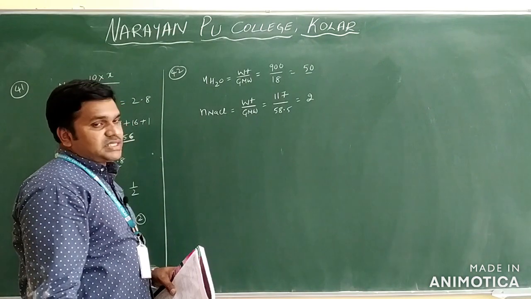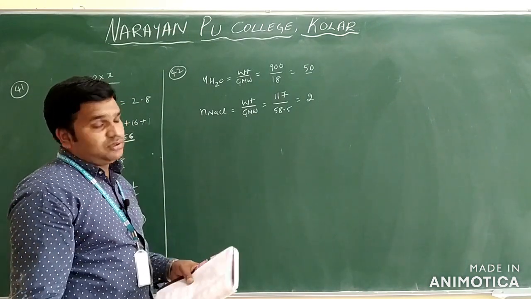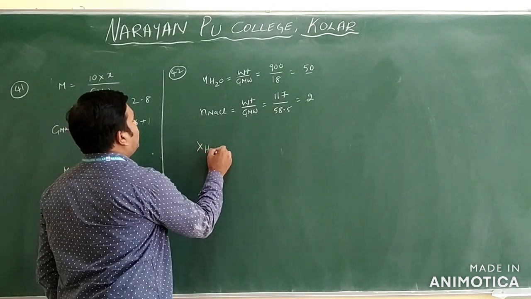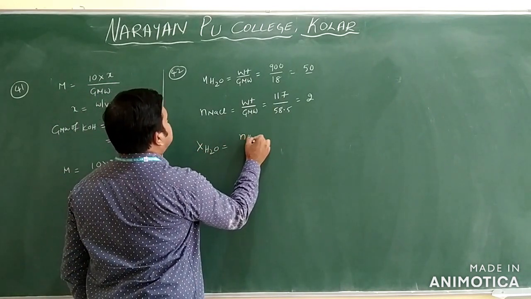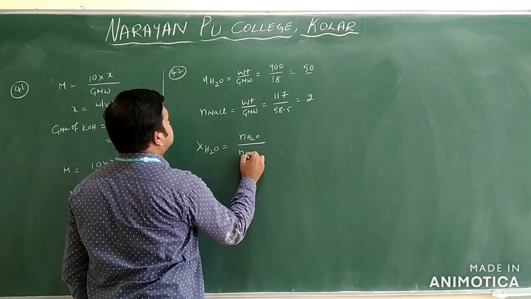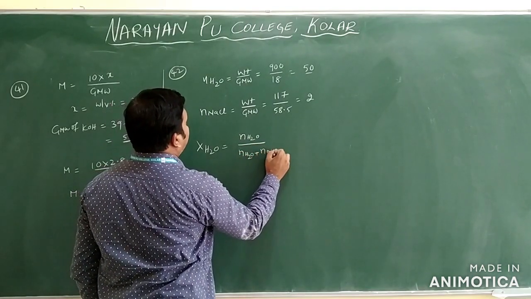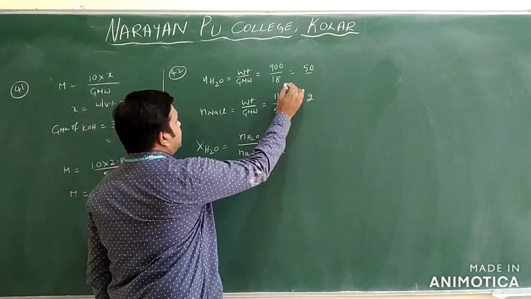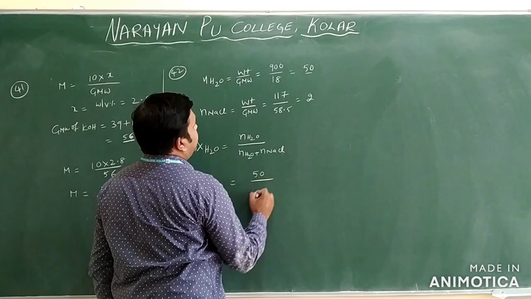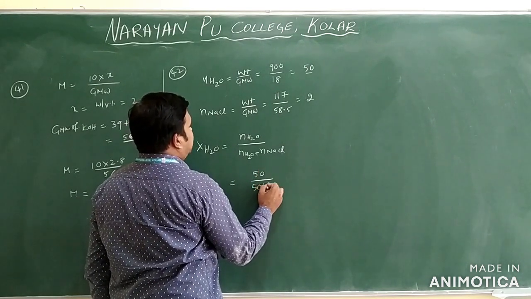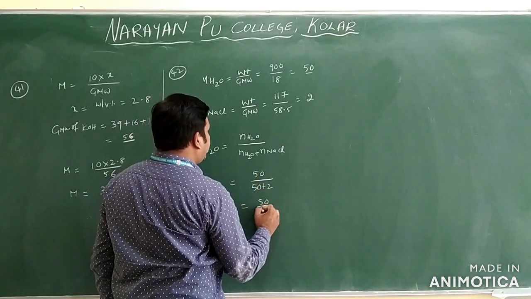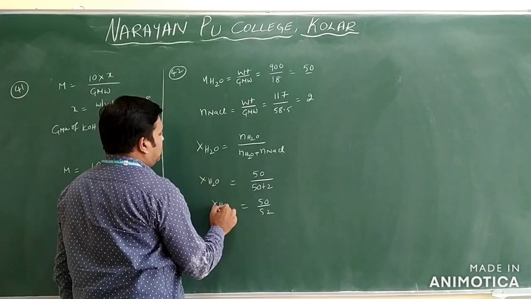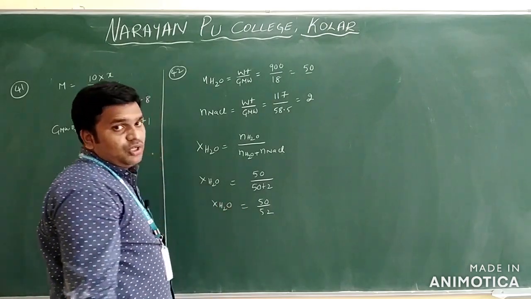Now in this question they are asking the mole fraction of water. Mole fraction of water is equal to number of moles of water by number of moles of water plus number of moles of NaCl. Now what is the number of moles of H2O you got? 50 by 50 plus 2, then we can write 50 by 52 only. This is the mole fraction of H2O. Mole fraction of H2O is equal to 50 by 52.